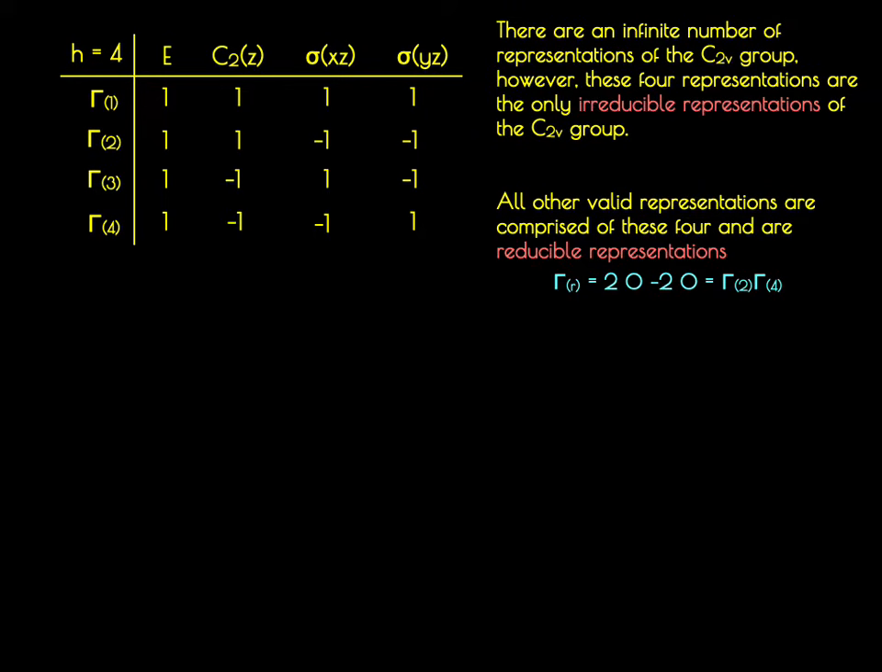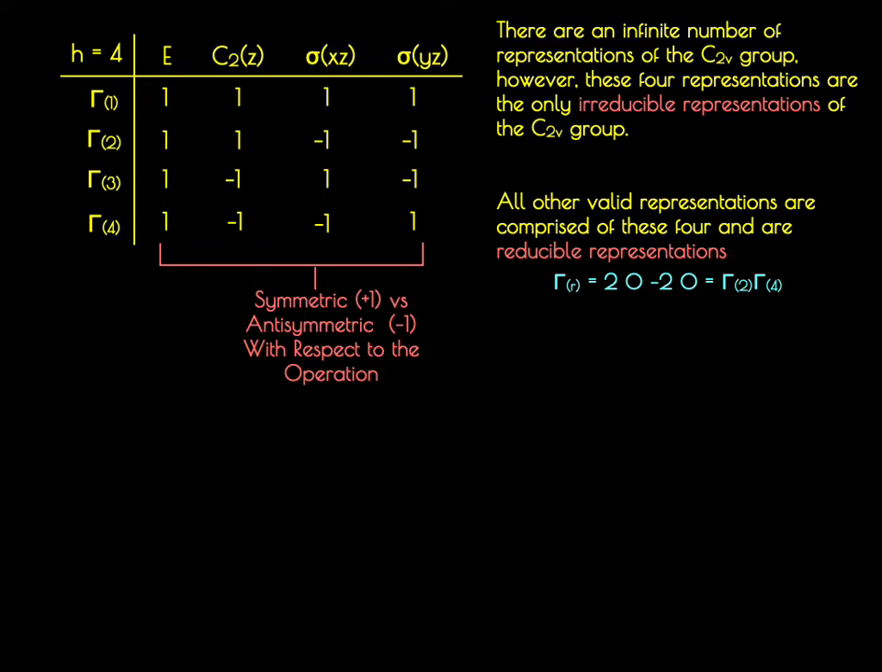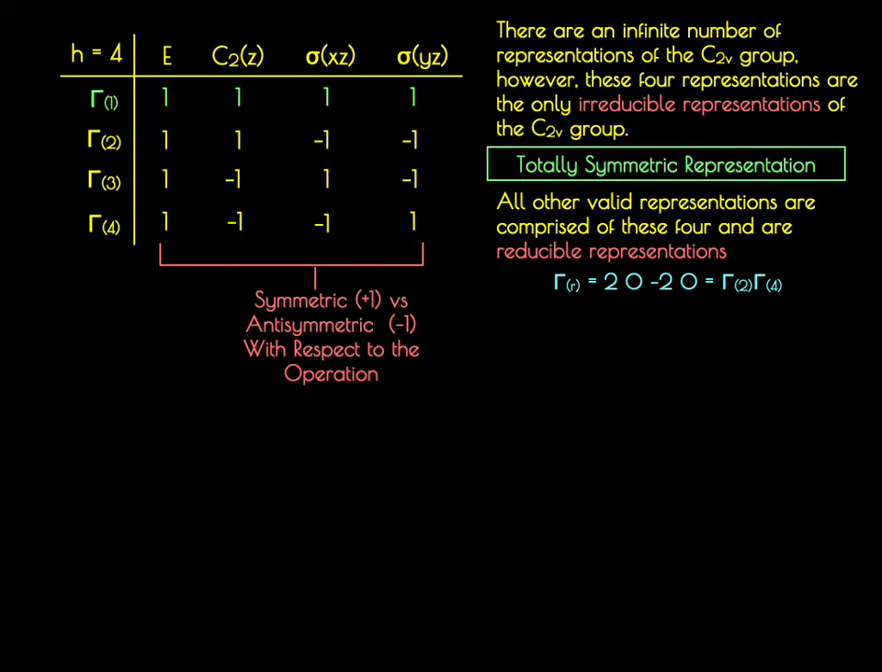The characters that comprise the representation tell us something about the symmetry of that irreducible representation. If a character has a positive 1 value, then that tells us that it's symmetric with respect to that operation. And if it has a -1 value, it tells us that it's anti-symmetric with respect to that operation. Because every character in that first row is symmetric with respect to its operation, that gamma 1 representation is what we would call the totally symmetric representation of the group.